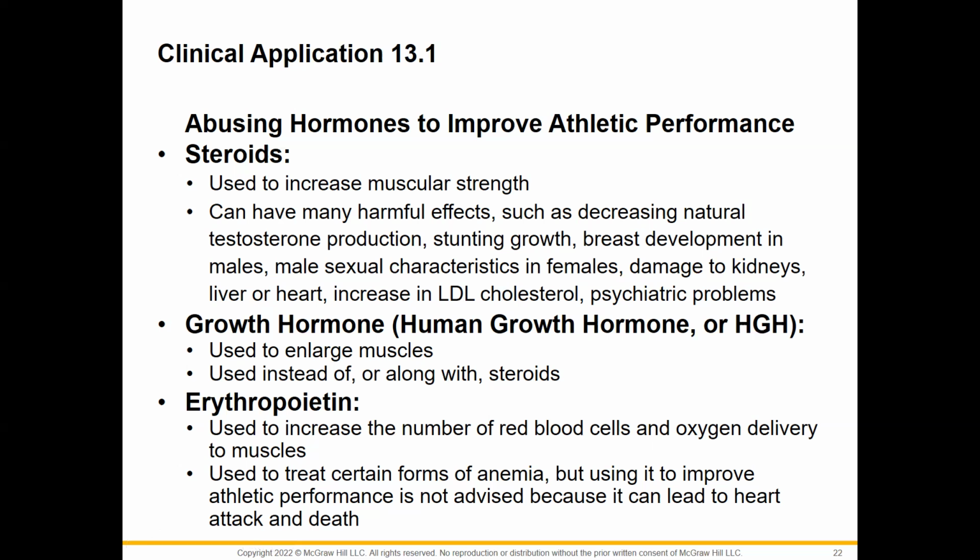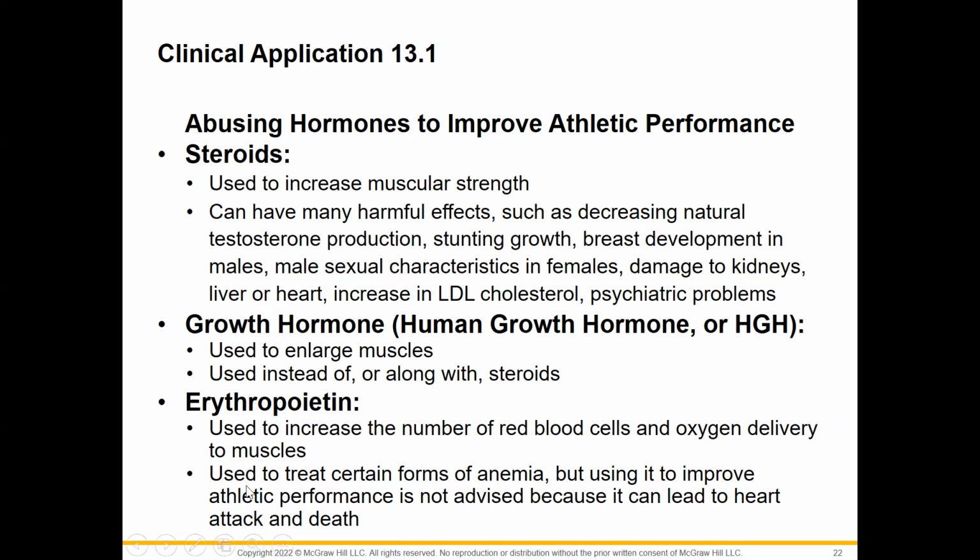Remember, the reason we get oxygen to cells is to produce ATP. That cellular respiration is to produce ATP. And the more oxygen you have, the more ATP can be produced. So if you have higher amounts of oxygen in the cells, because you have higher amounts of red blood cells, then you have greater athletic performance, because now you have more energy for those muscles to perform.